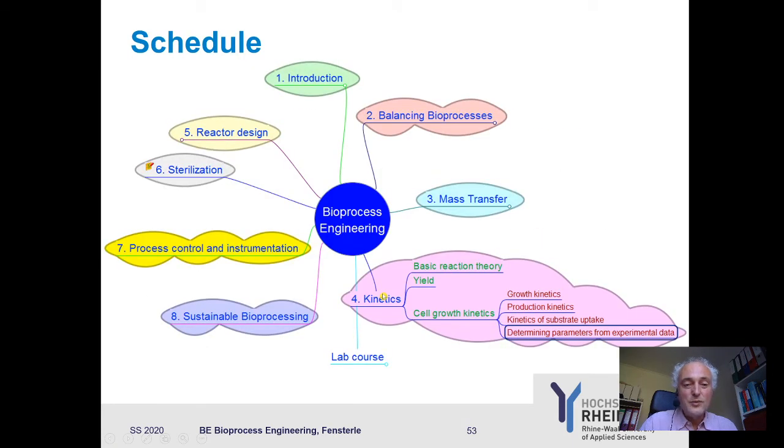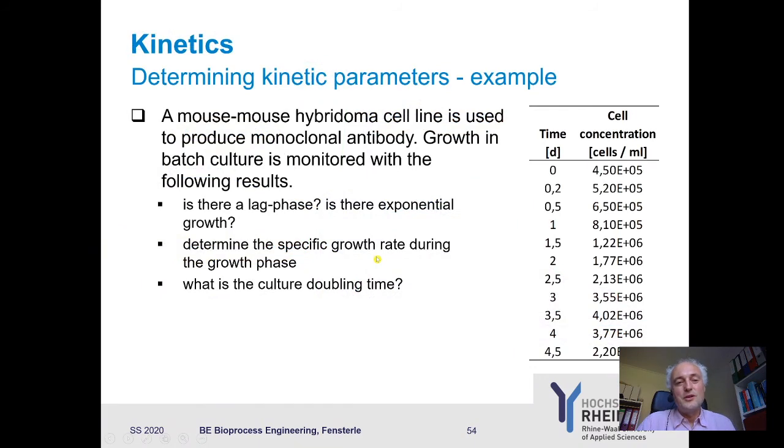And now we come to the final term, determining parameters from experimental data. We have already talked a couple of times about that, so we can go through that quite briefly. However, it's of course of importance here. First of all, we have a look at an example. This is what you do during the lab course and so on, so you're already experts here.